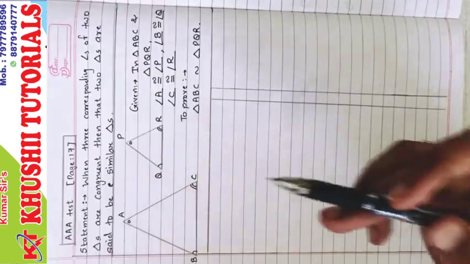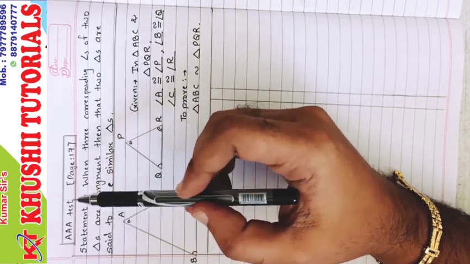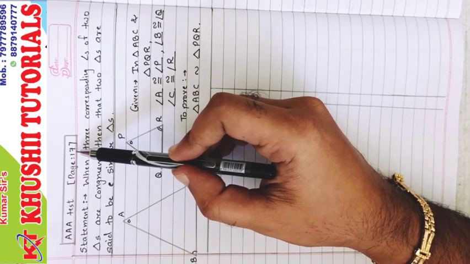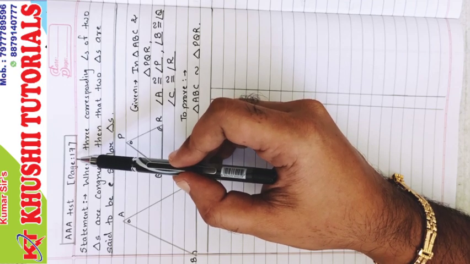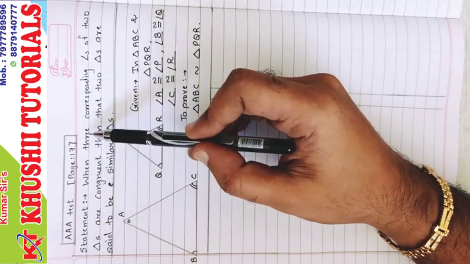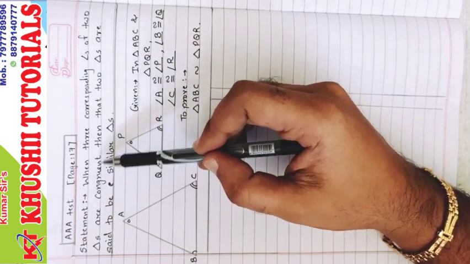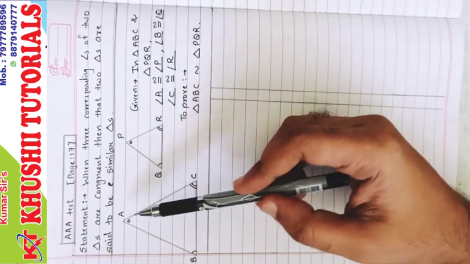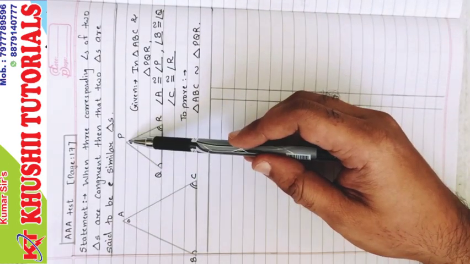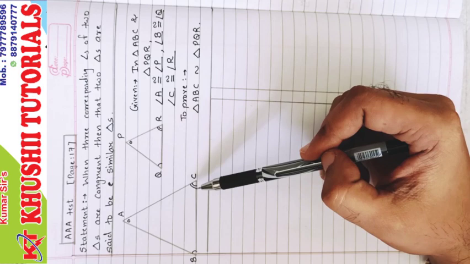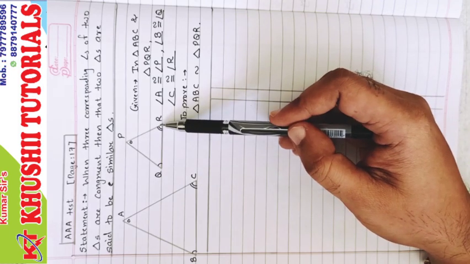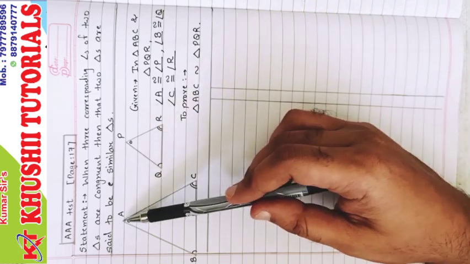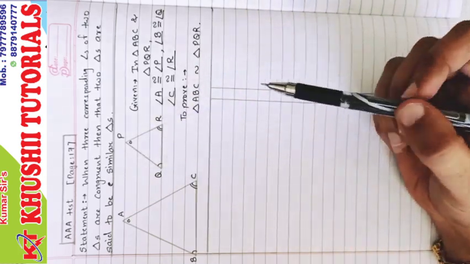Now the actual theorem, AAA test, that is given on page number 17, but it is not given completely in your textbook. So the statement: when three corresponding angles of two triangles are congruent, then the two triangles are said to be similar to each other. That means angle A is congruent to angle P, angle B is congruent to angle Q, and angle C is congruent to angle R. So if these angles are congruent, then the triangles are similar. We have to prove triangle ABC similar to triangle PQR.